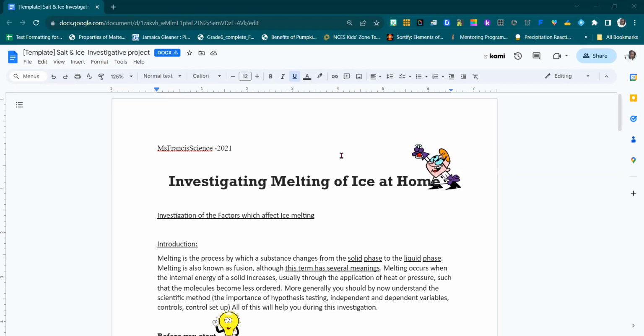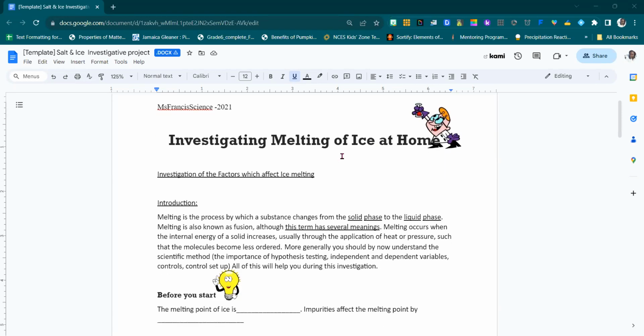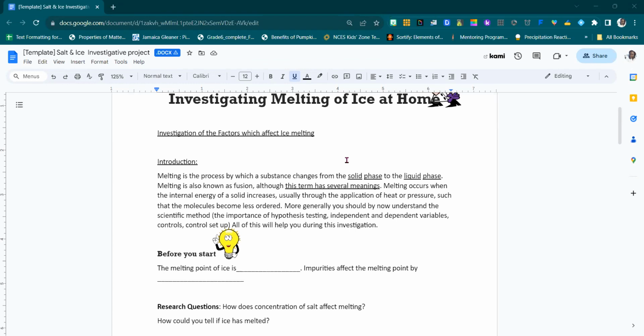Hi everyone. So we are going to explore the scientific method. This is your first assignment. Now, we looked at scientific method and how it is used to solve problems. You are going to explore the factors which affect ice melting.